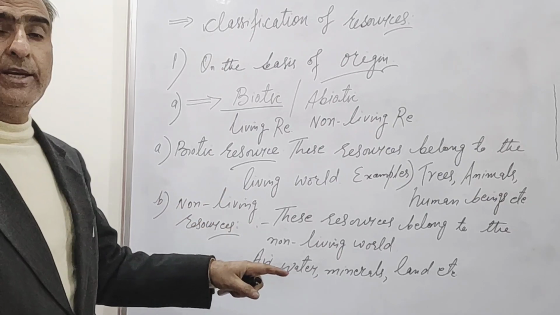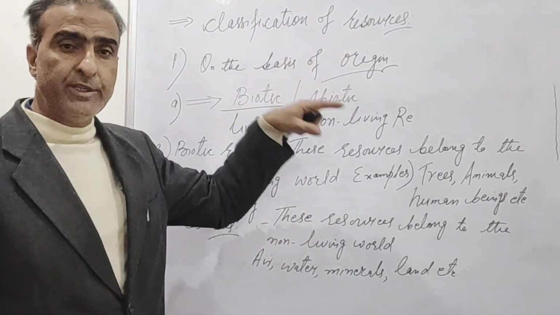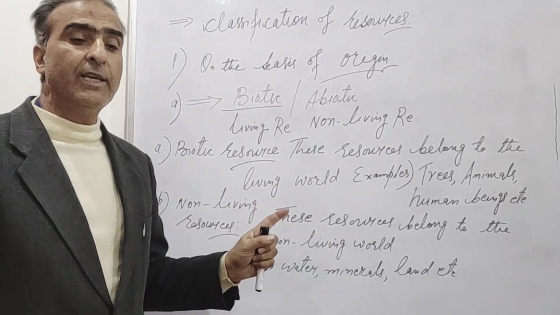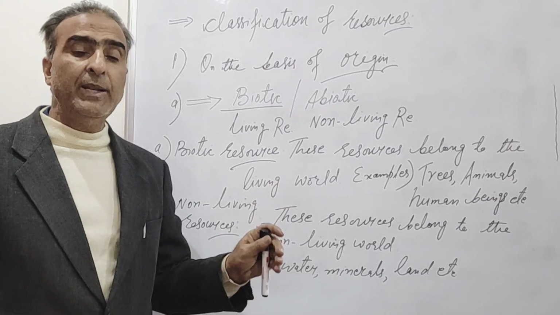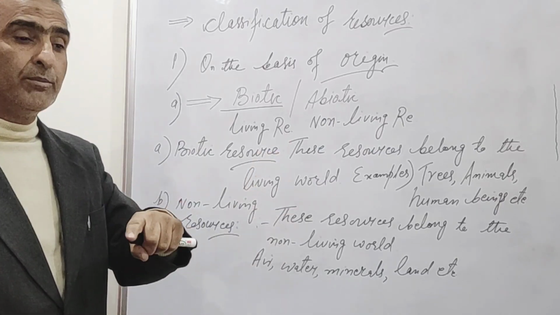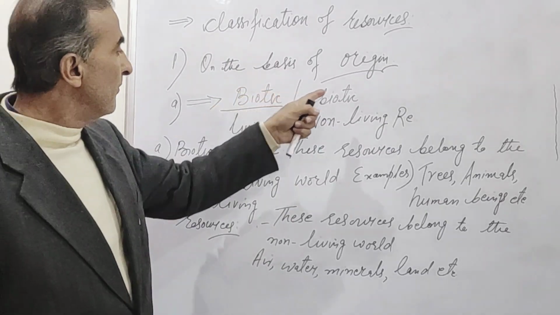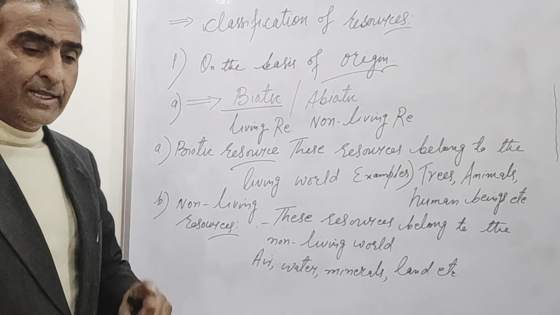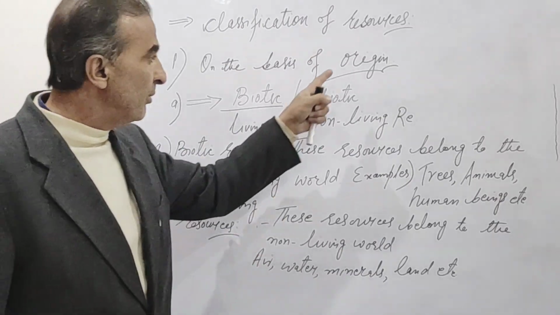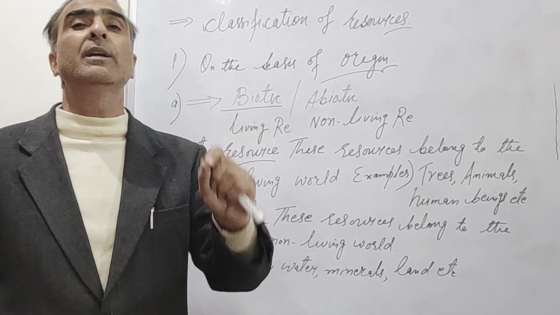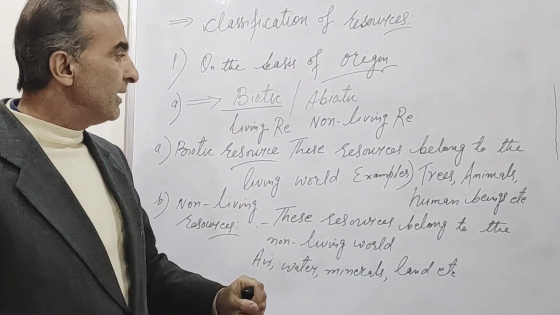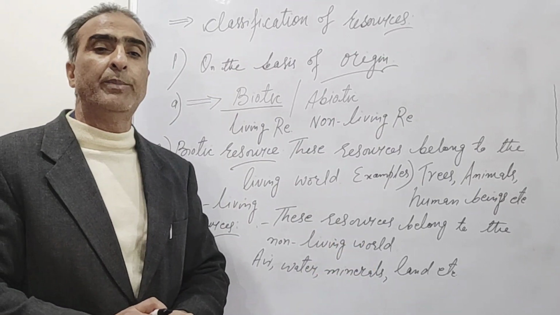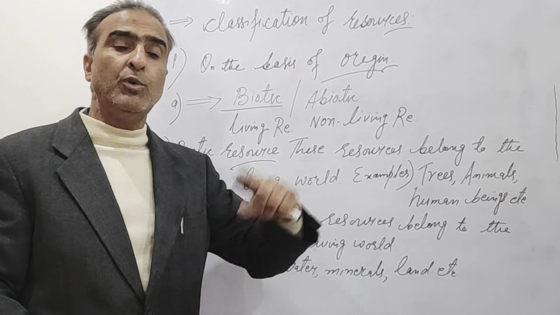Since we are classifying the resources on the basis of origin, originally we have only these two. I already told you that all the man-made things are non-living. So why don't we group them with the biotic as well as abiotic world? We don't group them with these because we are talking about origin, what the resources actually are. So originally we have natural resources. Human beings transform the natural resources and then make other things, but those things are non-living.